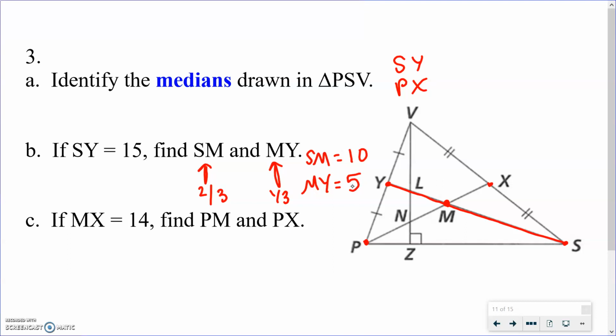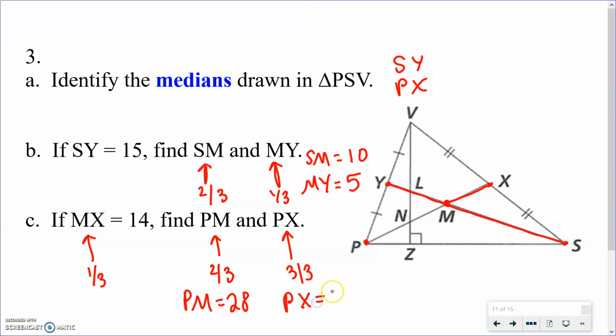We're going to use that same relationship on the next question, and it says that MX is 14, just this piece here. We want to find PM and PX. Well, MX here is our 1/3 because it's the one connecting to the side. PM is going to be the 2/3, and then this is the whole thing, or 3/3. So if MX, 1/3, is 14, then PM is going to be 28. PX is 3/3, so we multiply by 3 and get that PX is 42.